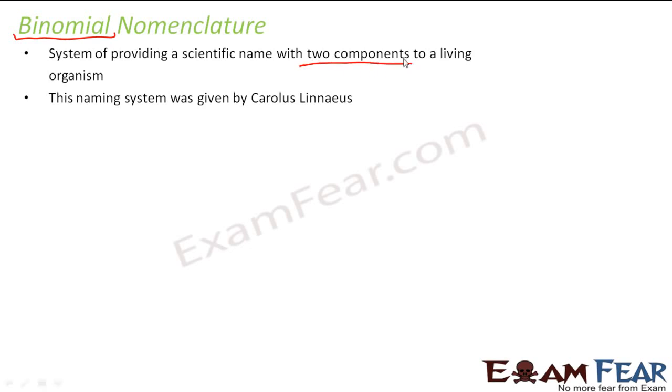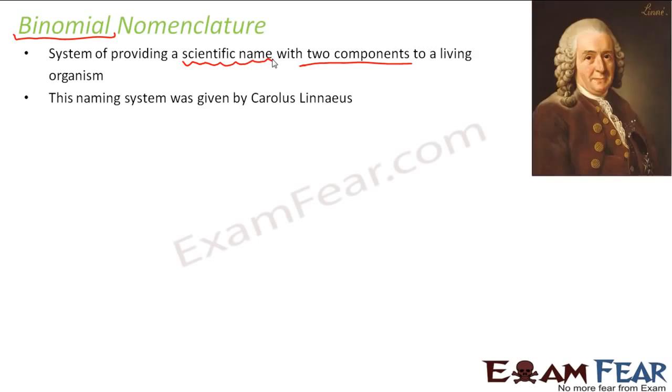And what do we call that name? We call it a scientific name. The scientific name is universal. The scientific name remains the same throughout the world, be it India, Africa, America, Europe. Everywhere the scientific name of an organism will remain the same. So this scientific name will consist of two parts or two components, and that is why it is known as binomial nomenclature. That is nomenclature with two parts of the name. This naming system was given by Carolus Linnaeus. Carolus Linnaeus was famous because of this binomial nomenclature. He first started with this system of naming.